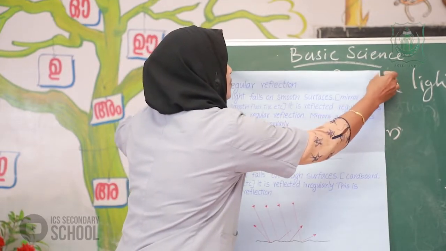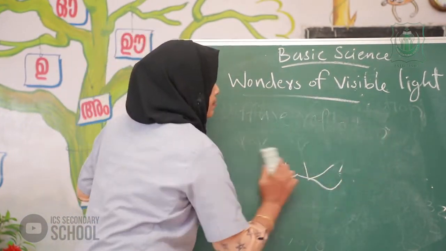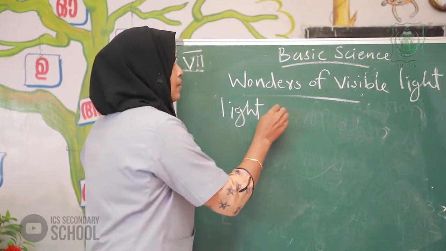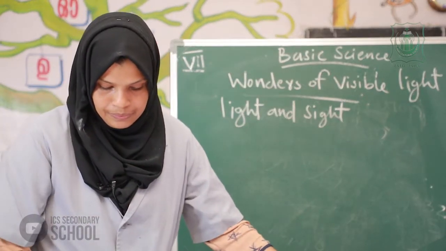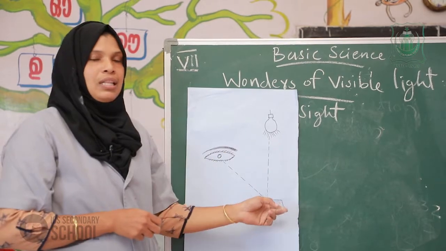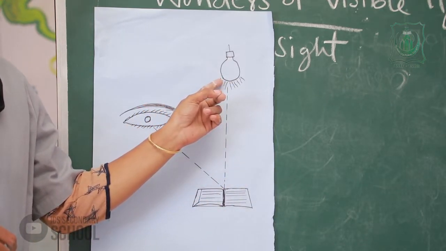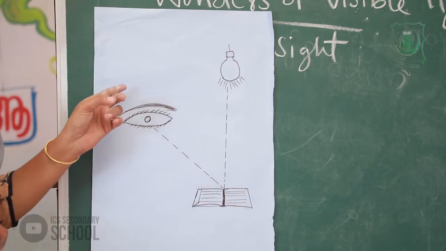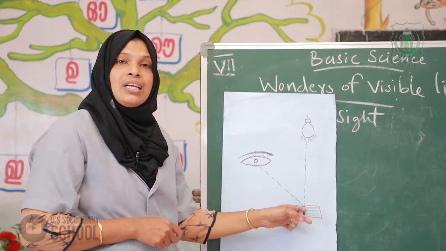Okay. Next, we are going to study light and sight. Look here. This picture indicates the path of light when we see an object. We can see an object when light falls on that object and is reflected into our eyes.